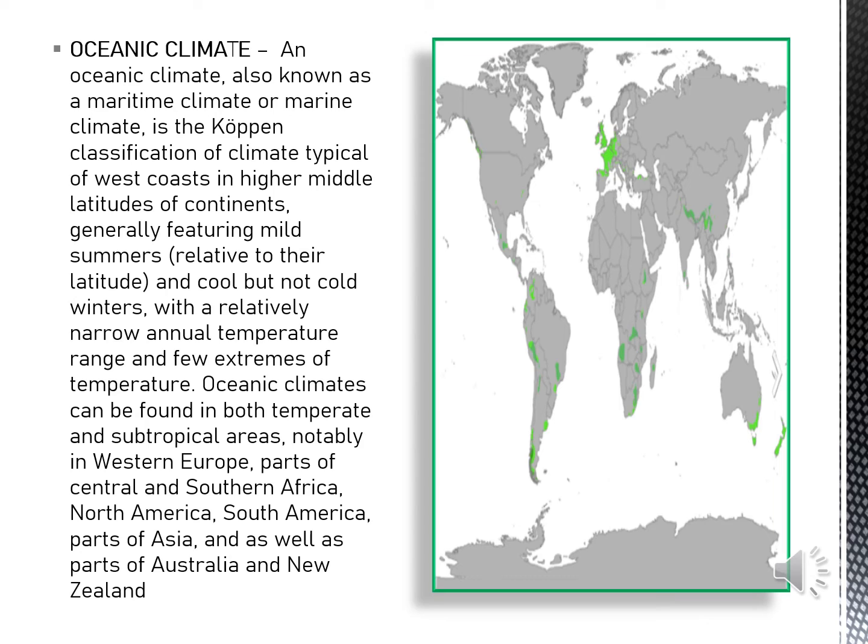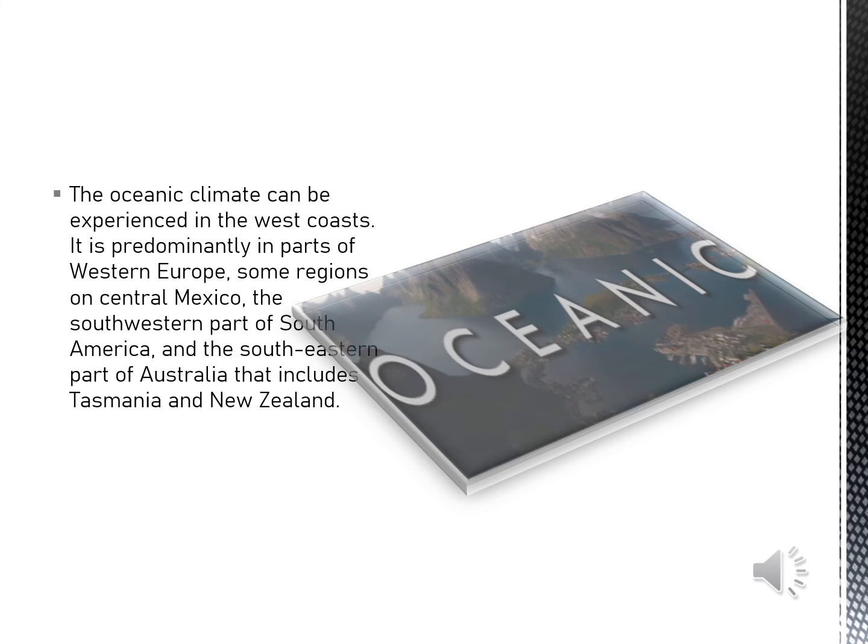Oceanic climates can be found in both temperate and subtropical areas, notably in Western Europe, parts of Central and Southern Africa, North America, South America, parts of Asia, as well as parts of Australia and New Zealand. The oceanic climate can be experienced in the west coast. It is predominantly in parts of Western Europe, some regions in central Mexico, the southwestern part of South America, and the southeastern part of Australia that includes Tasmania and New Zealand.